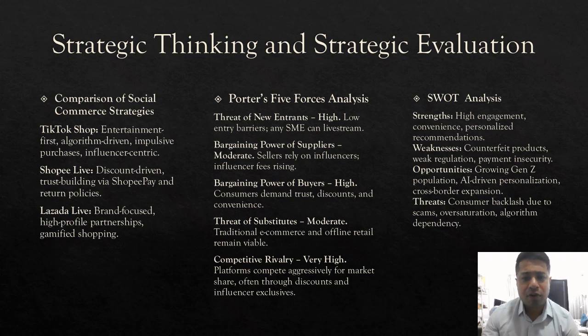Now analyzing Porter's five forces analysis, we can first understand that the threat of new entrants falls under a high category, where we look into low entry barriers, where any SME can actually live stream. Bargaining power of suppliers is considered moderate, where sellers rely on influencers and influencer fees are rising. Bargaining power of buyers, on the other hand, is high, where consumers demand trust, discounts, and convenience. Threat of substitutes is moderate, as traditional e-commerce and offline retail remain viable, and competitive rivalry is very, very high here because platforms compete aggressively for market share, often through discounts and multiple influencer exclusives.